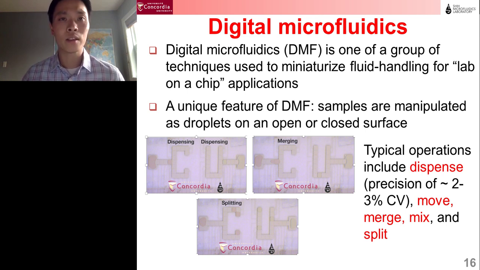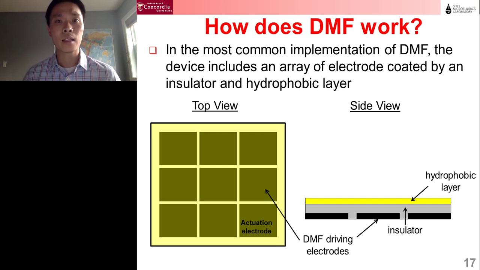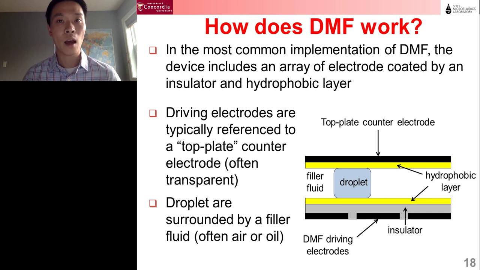How does digital microfluidics work? Here you have the side view of a device. You have metal electrodes patterned on a glass substrate. You deposit an insulator and a hydrophobic layer, and then put a droplet on top of the surface, which is then covered with a top plate counter electrode that also contains a hydrophobic layer. Typically you can manipulate the droplets in air, with nothing surrounding the droplet, but you can also have a filler fluid, such as oil, which minimizes the friction between the droplets and the surface for droplet movement.